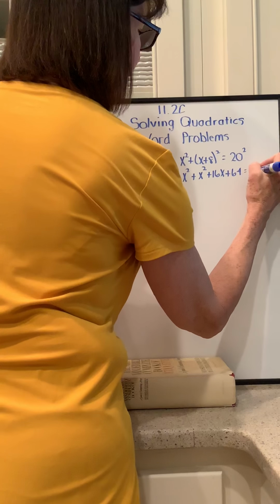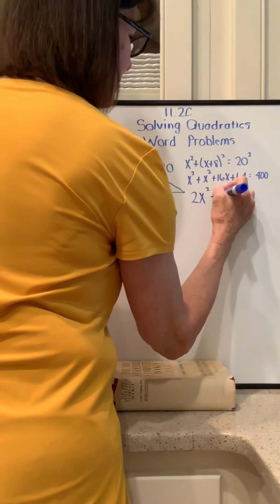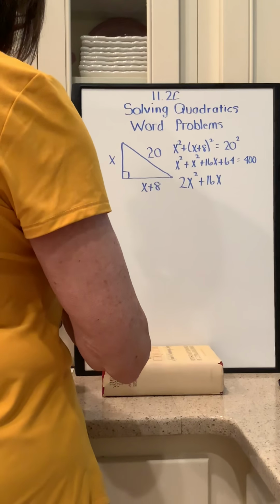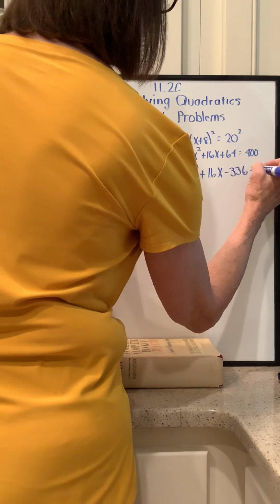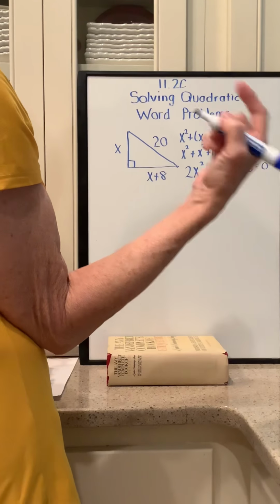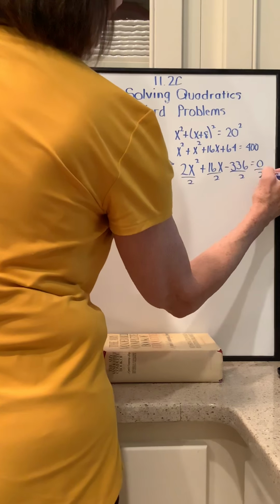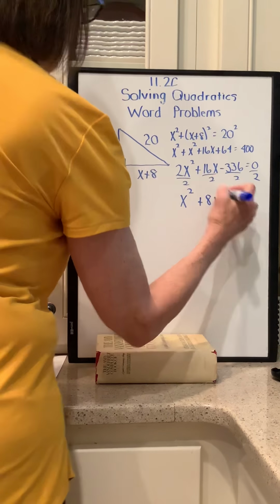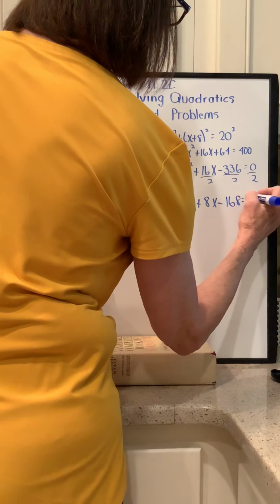So this is going to be x squared plus 16x plus 64. That's equal to 20 squared, which is 400. Combine, this is 2x squared plus 16x. So we're going to take 64 minus 400. I'm going to keep that in my calculator. We get negative 336, and that's equal to 0. If we're going to use the quadratic formula, we can plug it in like this. If you want to make the numbers a little smaller, because it seems less daunting, divide everything by 2, so that's x squared plus 8x minus 168 is equal to 0.